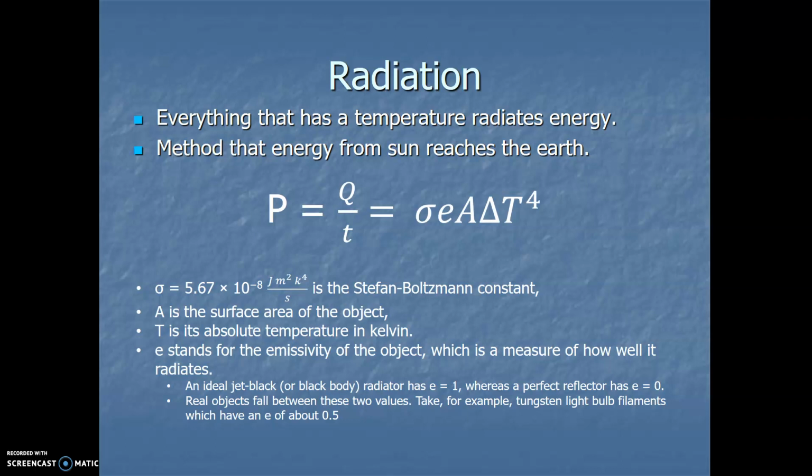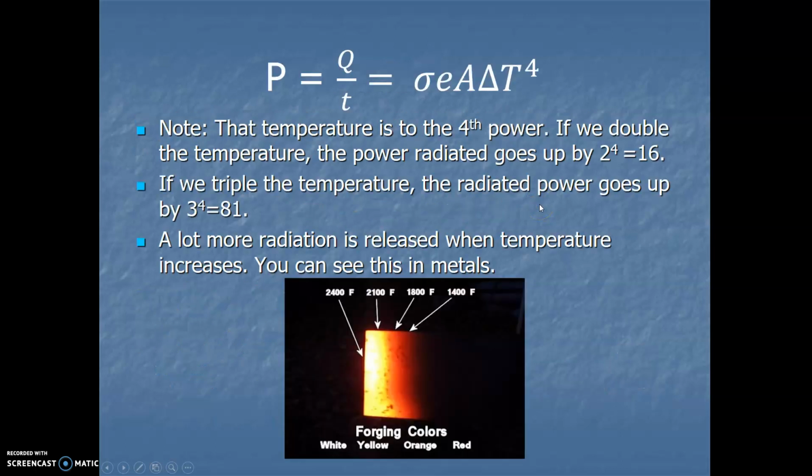Now, radiation is this equation. It gives how much power, the heat over time. This is called the Stefan-Boltzmann constant. It's just a number. E is the emissivity of the object. It's how well it radiates, and it is based on the material. A is the surface area, and this is your temperature raised to the fourth power. So note that the temperature is to the fourth power. If we double the temperature, the amount of radiation goes up 16 times. If we triple it, it goes up 81 times. So a lot more radiation is released when temperature increases.